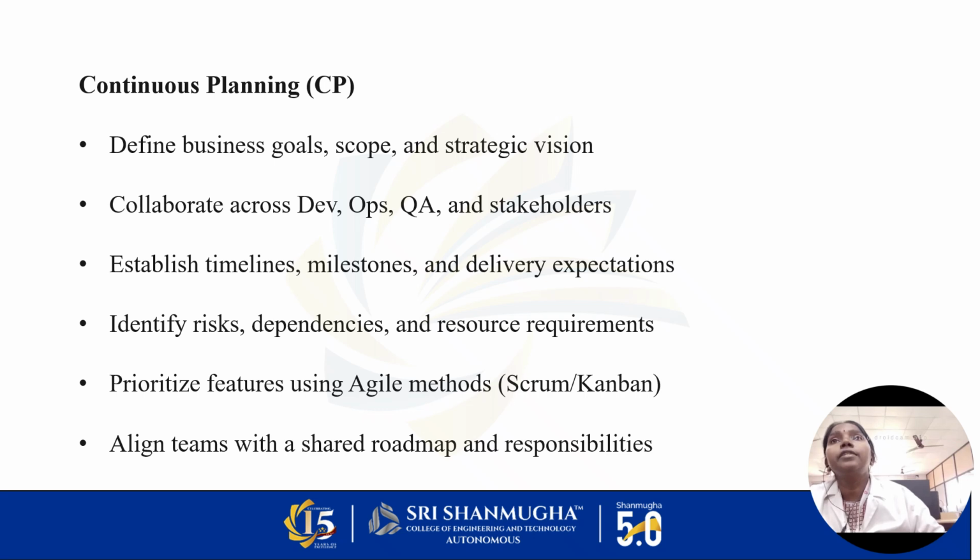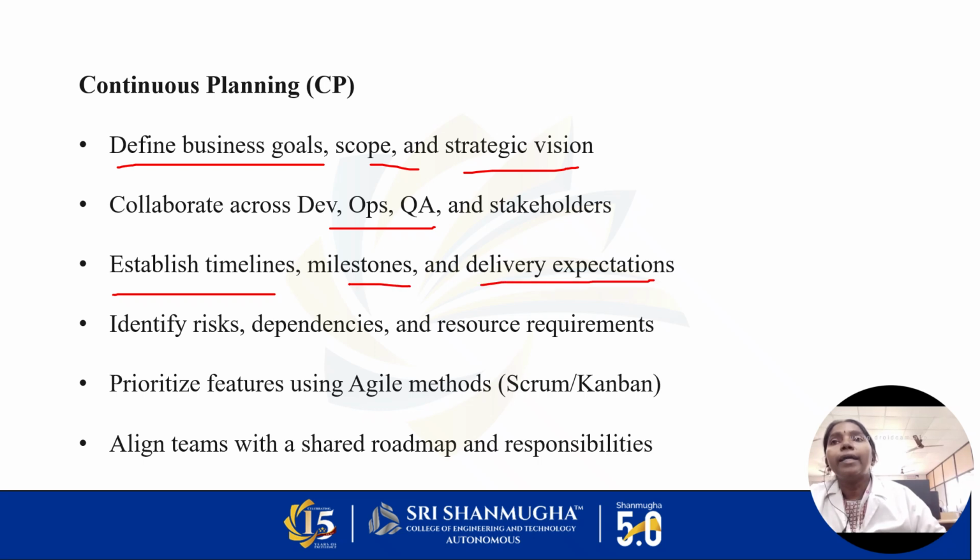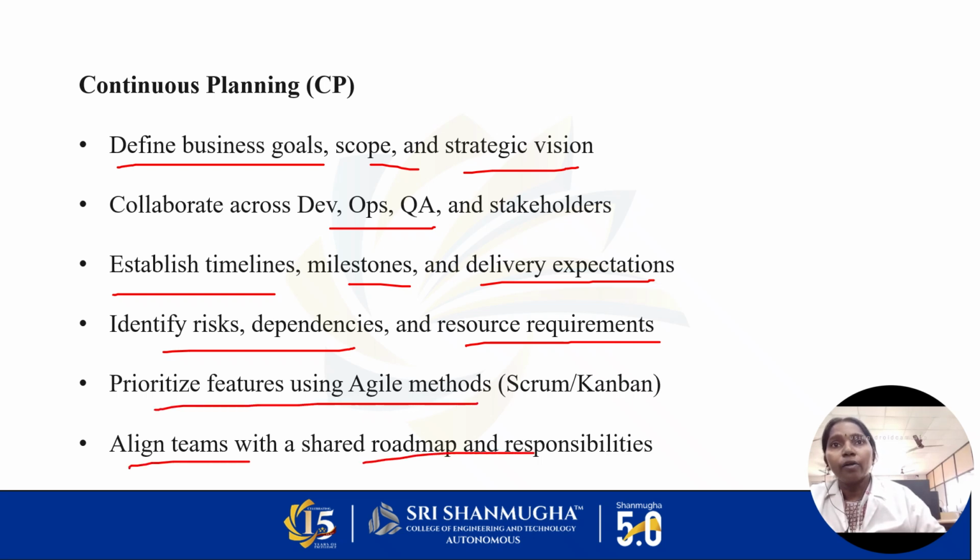And first, continuous planning. Mainly, it defines business goals, scope, strategic vision, and also collaborates with DevOps, quality assurance, and stakeholders. Establish timelines, milestones, and delivery expectations. Identify risk dependencies and resource requirements also. Prioritize features using agile methods and align the team with a shared roadmap and responsibilities. These are the functions done by continuous planning.